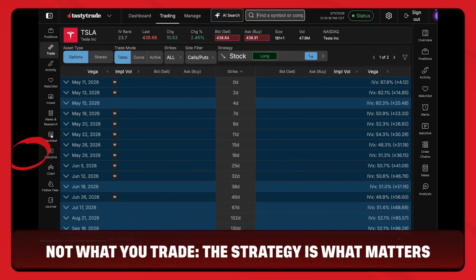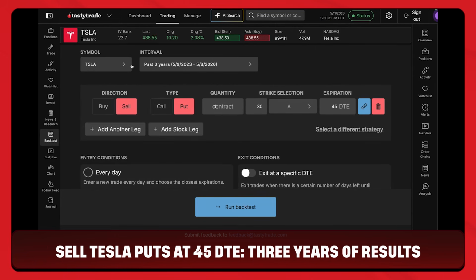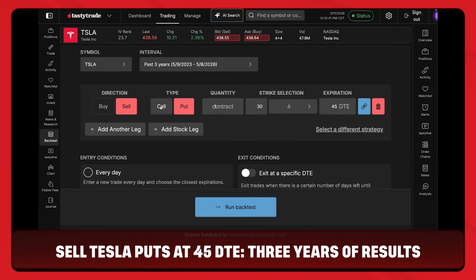Okay. And here, by default, for me anyway, it loaded up Tesla as the symbol. And by the way, I can click on this down arrow and see the symbols that it supports currently. And I can go back for 12 months, 2 years, 3 years. Well, let's just do 3 years. And as an example, I'm going to backtest selling one put with a 30 delta, with 45 days to expiration, an exact days to expiration match.